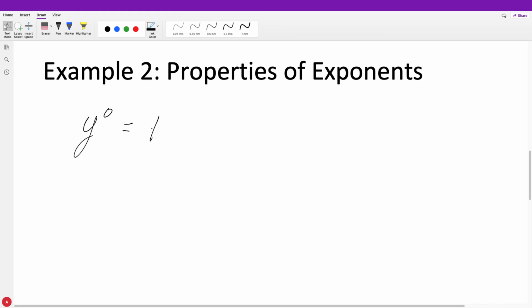We showed you that 2 squared is 4, 2 to the first is 2, and 2 to the 0 became 1. So even if it's a variable and it's raised to 0, we know its value is equal to 1. So any base raised to the power of 0 is equal to 1.